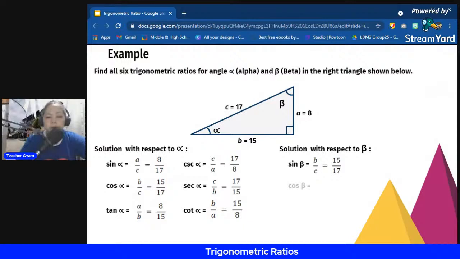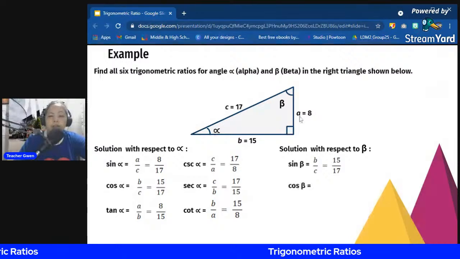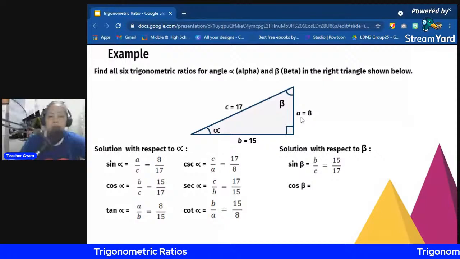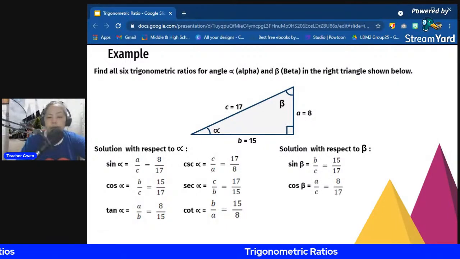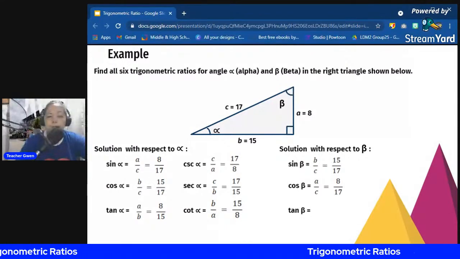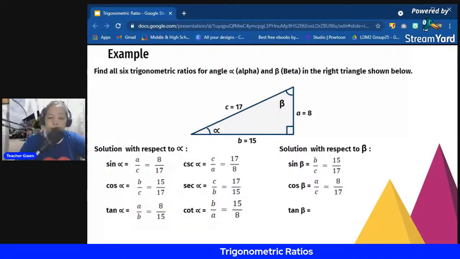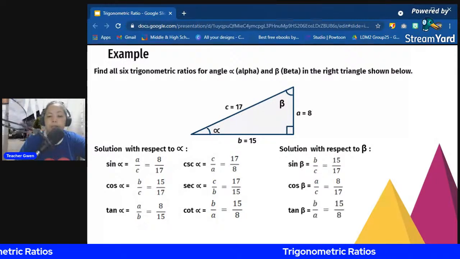Okay, cosine beta. The adjacent is A. Remember, with respect to beta, ayan siya. So, adjacent is A over C, which is equal to 8 over 17. And then we have tangent beta. Tangent beta is equal to B over A, which is 15 over 8.